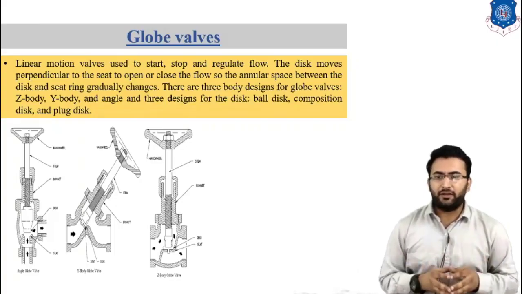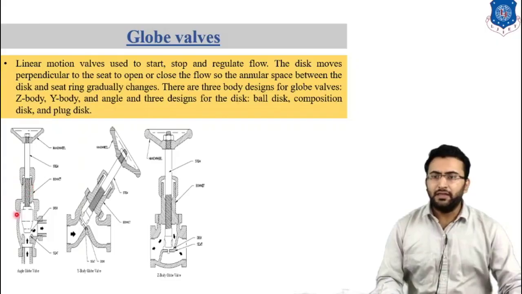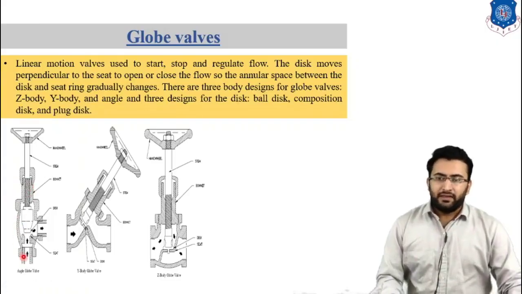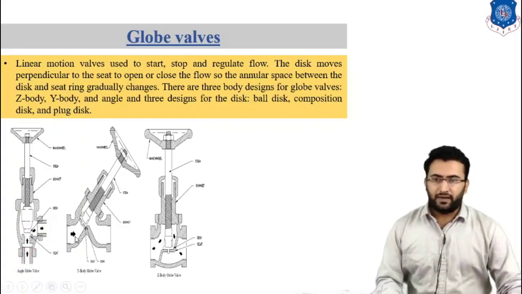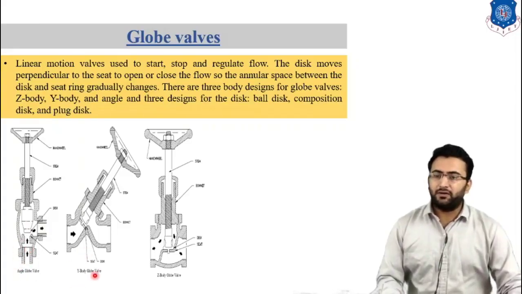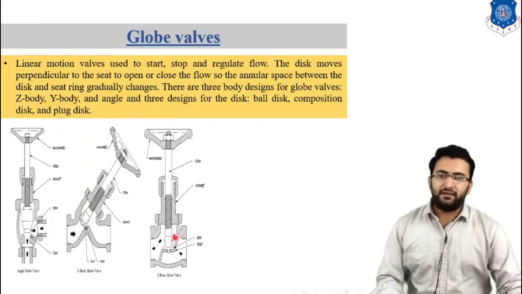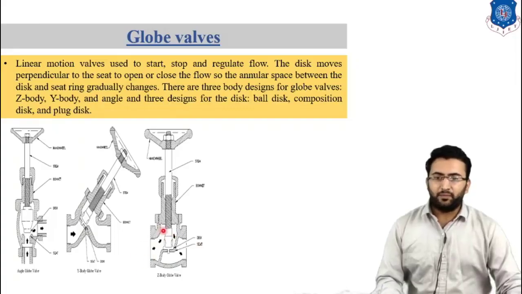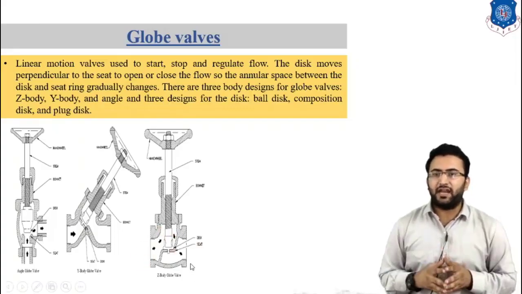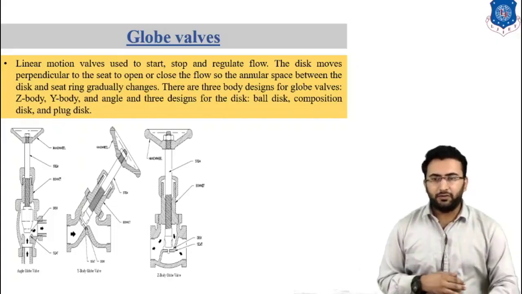and angled body. So this is the angle body of globe valve. It makes an angle in this passage, that's why it's called angle body globe valve. This is a Y type body globe valve. It's called Y type body globe valve because its shape looks like an inverted Y. That's why it's known as a Y shape globe valve or Y type body globe valve. This is a Z type body globe valve because it makes a Z type design in this passage. That's why it's known as a Z type globe valve or Z type body globe valve.